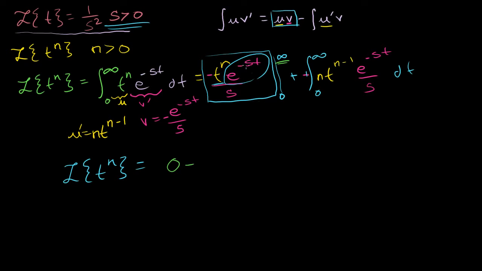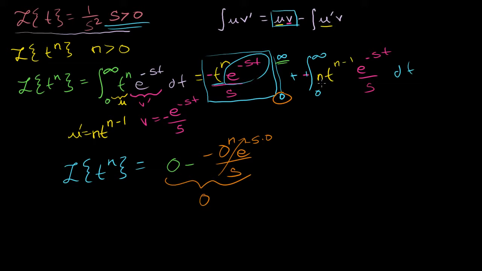And then you're going to subtract this evaluated at 0. What it evaluated at 0 is just minus 0 to the n times e to the minus s times 0 over s. Well, this becomes 0 as well. So this whole term evaluated from 0 to infinity is all 0, which is a nice, convenient thing for us. And then we're going to have this next term right there.